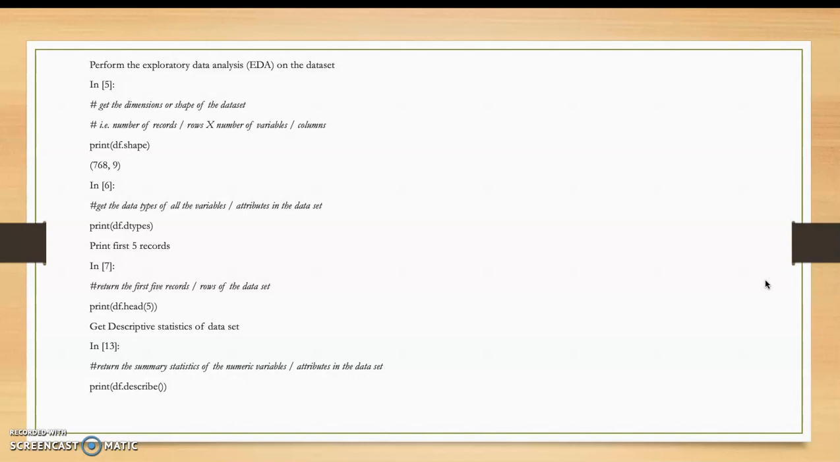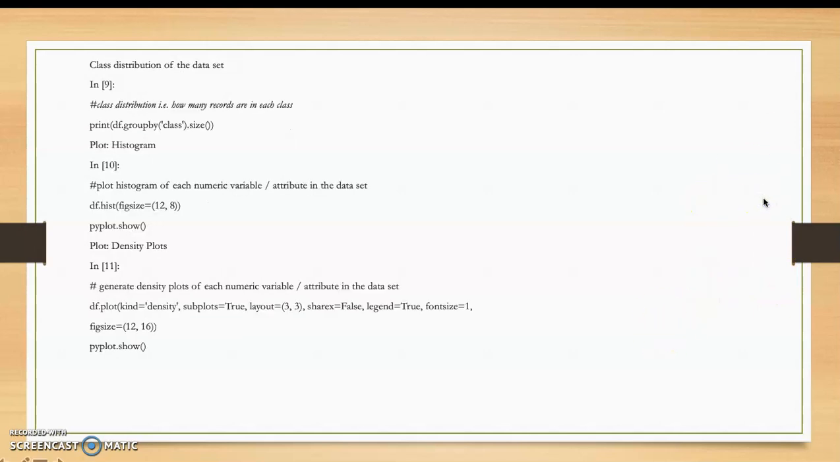And then before we look at the graphs, we can also look at the summary of the data set. We want to get descriptive statistics, like the min, max, average, standard deviation, variance, those kinds of information that we can get using print df.describe. That will describe the data set for us. And then we need the class distribution of the data set. We need df.groupby of class .size. This will give how many records are in each class.